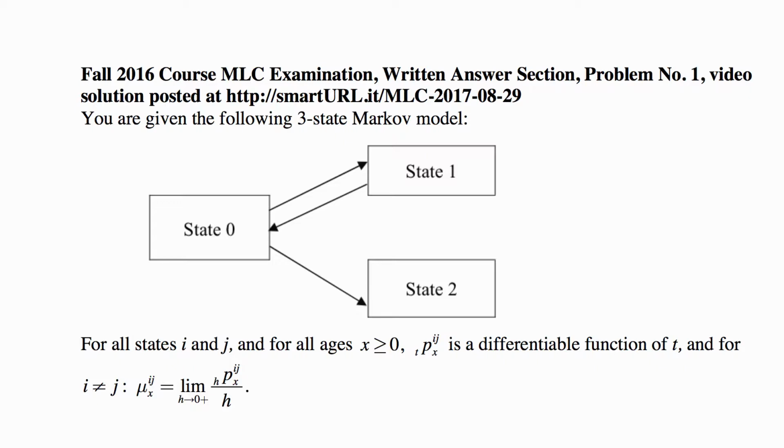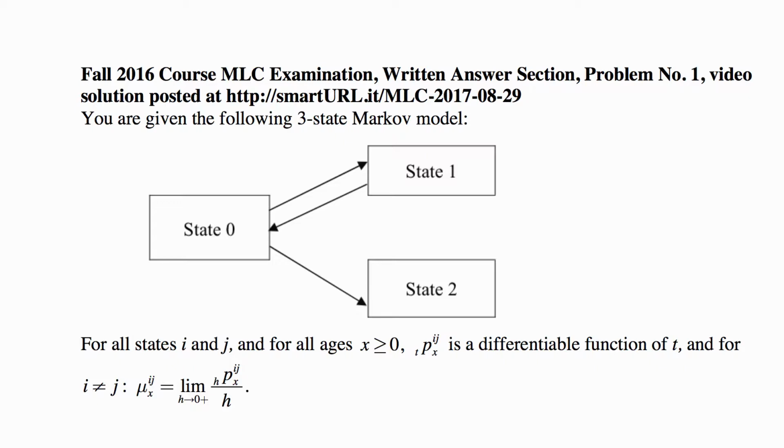So here you are given the following three-state Markov model. State 0, state 1, and state 2. You see that state 2, you can go into it, but you can't get out of it, so it's absorbing. State 0 and state 1 communicate with each other. You can go from one to the other and back.